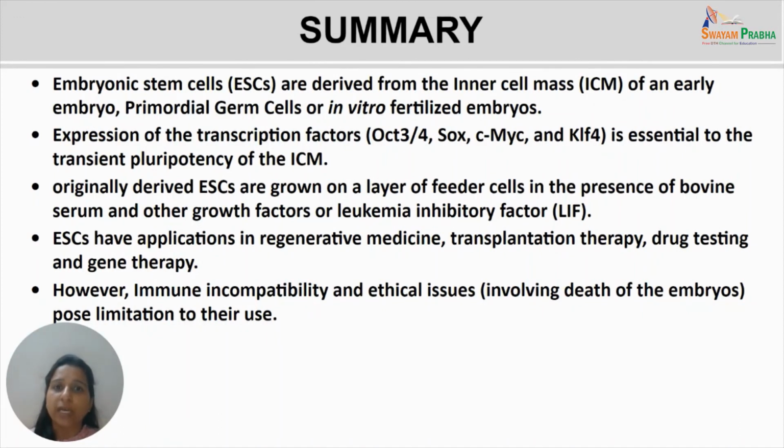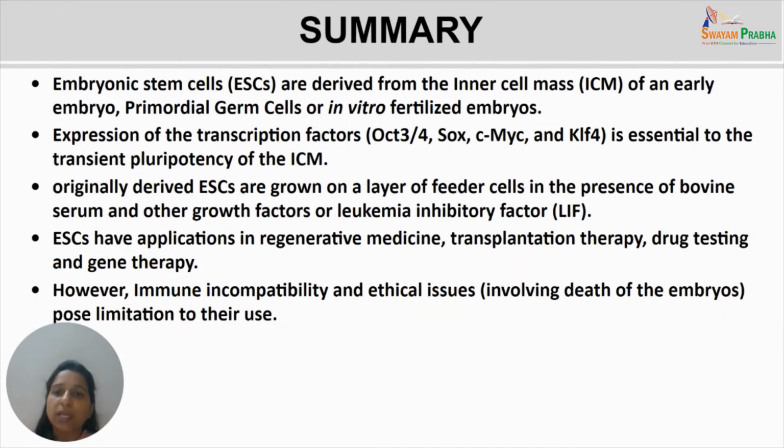The embryonic stem cells are derived from the inner cell mass of an early embryo, primordial germ cells, or in vitro fertilized embryos. Expression of the transcription factors, that is OCT3/4, SOX2, c-MYC, and KLF4, is essential for the transient pluripotency of the inner cell mass. The originally derived embryonic stem cells are grown on a layer of feeder cells in the presence of bovine serum and other growth factors or leukemia inhibitory factor, that is LIF.